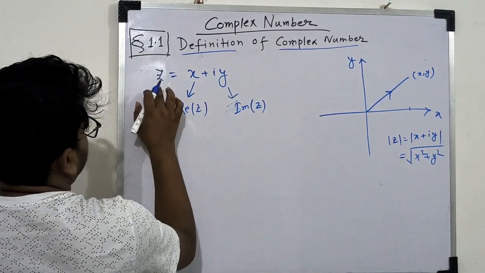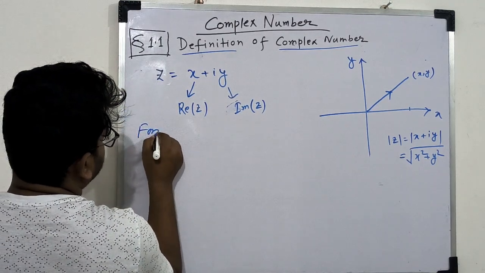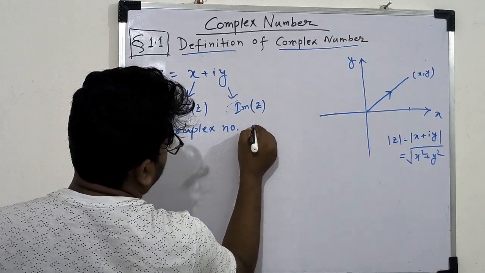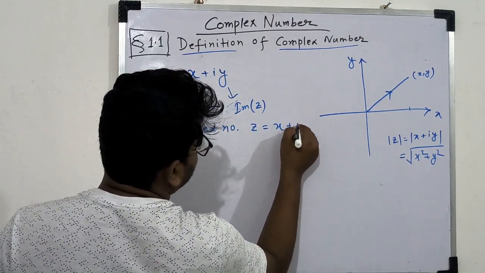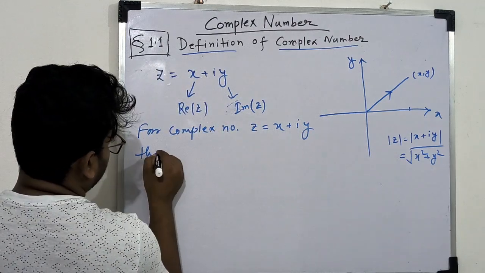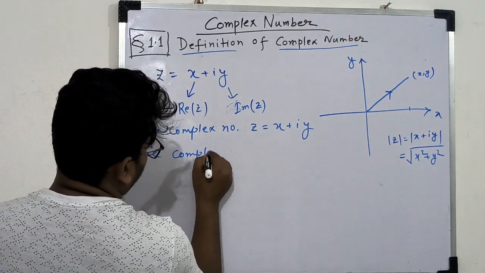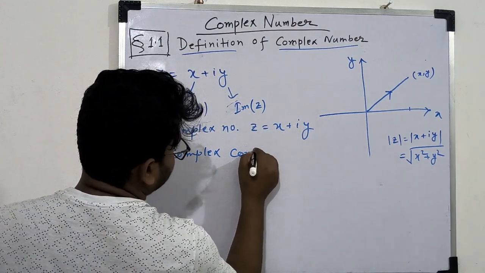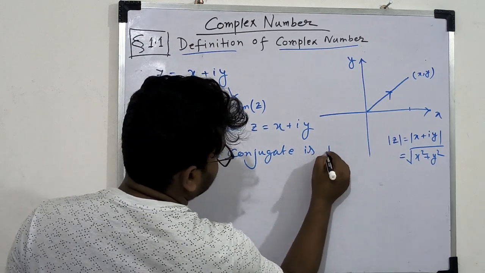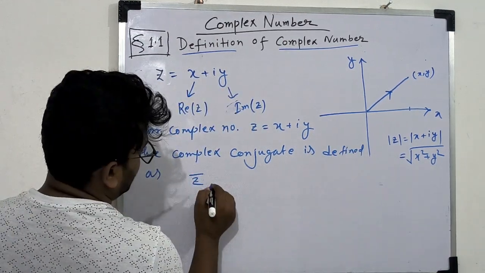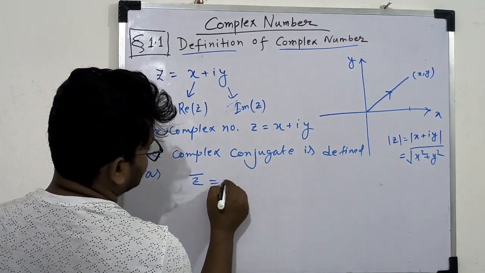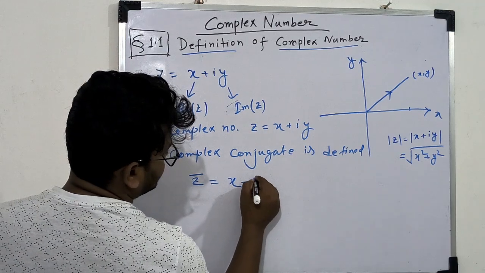And for the complex number z equal to x plus iy, the complex conjugate is denoted by z bar, and is defined as x minus iy.